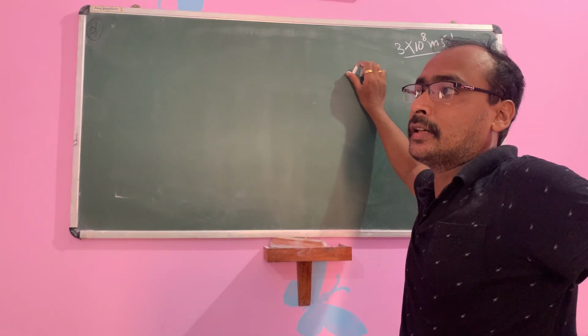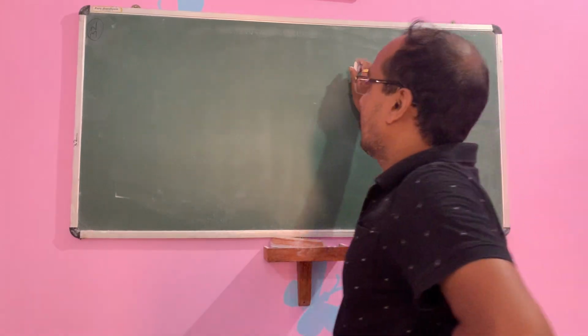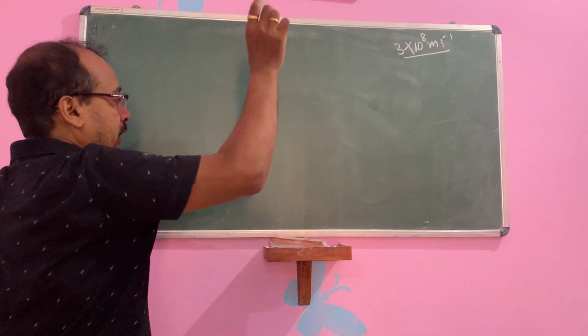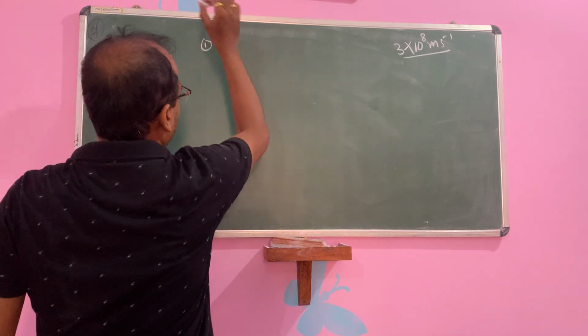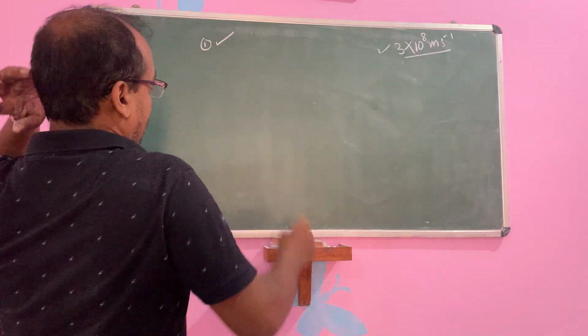Then the third characteristic: electromagnetic radiation does not require any medium. It does not require any medium. First, the speed is 3 into 10 to the power 8 meters per second.